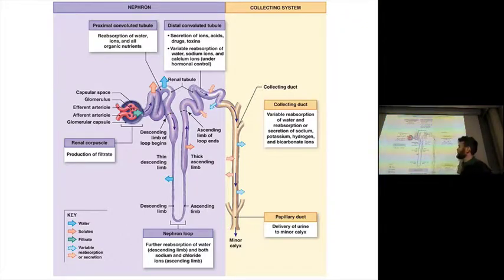Then the DCT, the distal convoluted tubule, we have the variable resorption or secretion of solutes and water and excretion of toxins. All of this is under the control of various hormones. All right, but there are some hormones that we'll talk about.